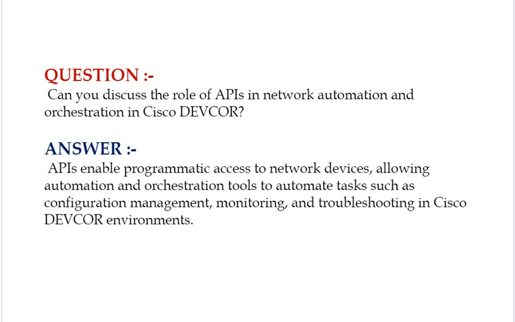Our next interview question is: can you discuss the role of APIs in network automation and orchestration in Cisco DevCore? Your answer should be: APIs enable programmatic access to network devices, allowing automation and orchestration tools to automate tasks such as configuration management, monitoring, and troubleshooting in Cisco DevCore environments.